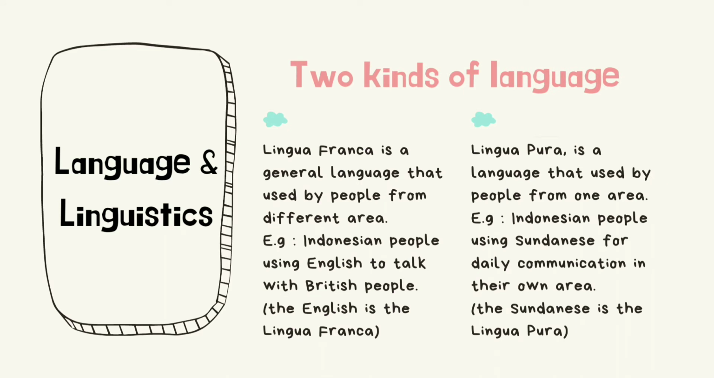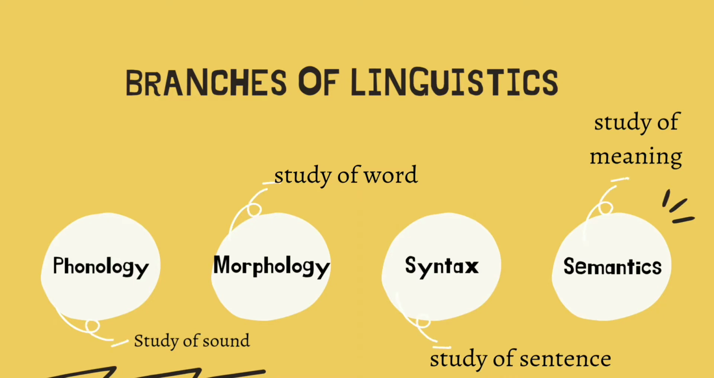There are also two kinds of language which are used in the world, such as lingua pura and lingua franca. Lingua franca is a general language that is used by people from different areas, while lingua pura is a language that is used by people in the same or one area. Furthermore, there are microlinguistics which are related to pure language, such as phonology, morphology, syntax, and also semantics. I will explain one by one.